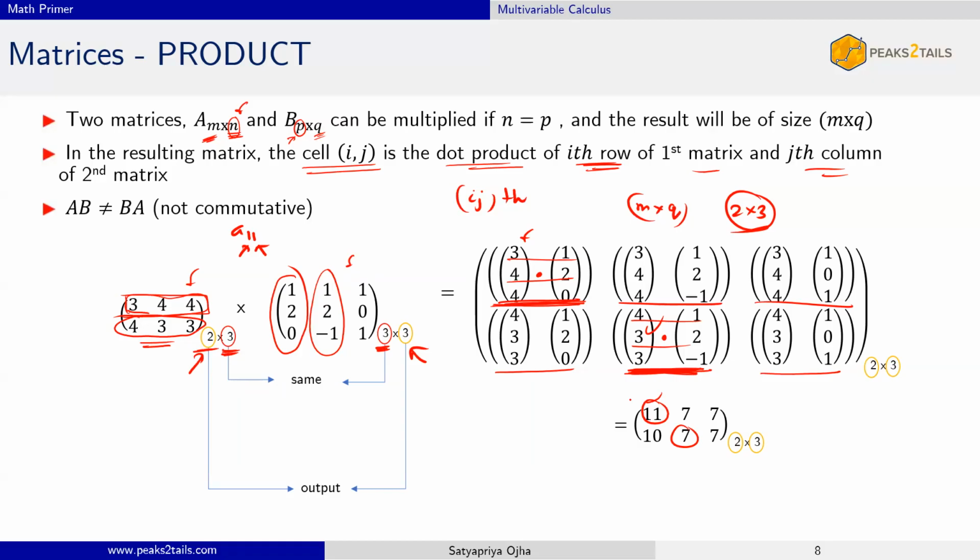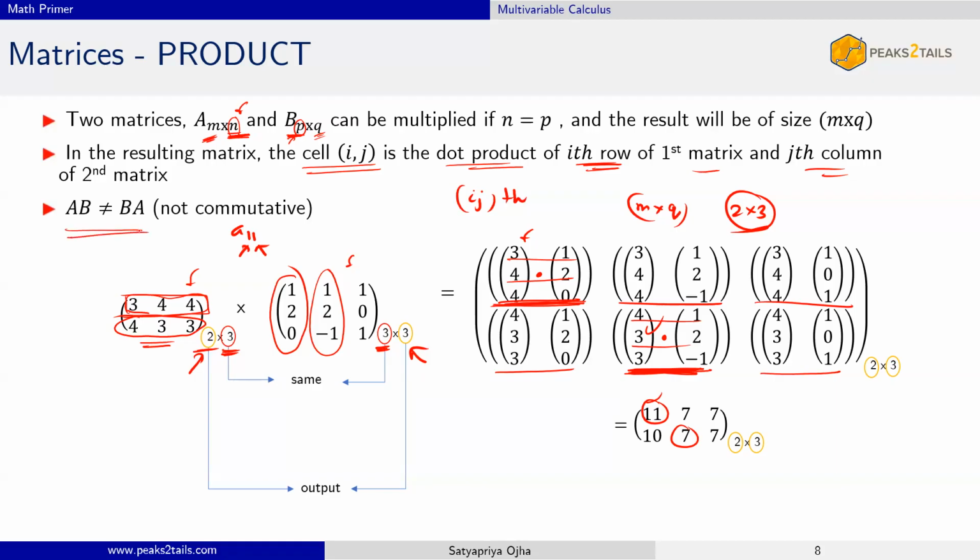So there are 2 things you have to remember. First of all, is the product possible? The required condition is n must be equal to p, and the output would be m cross q. Okay. And then you do the product.